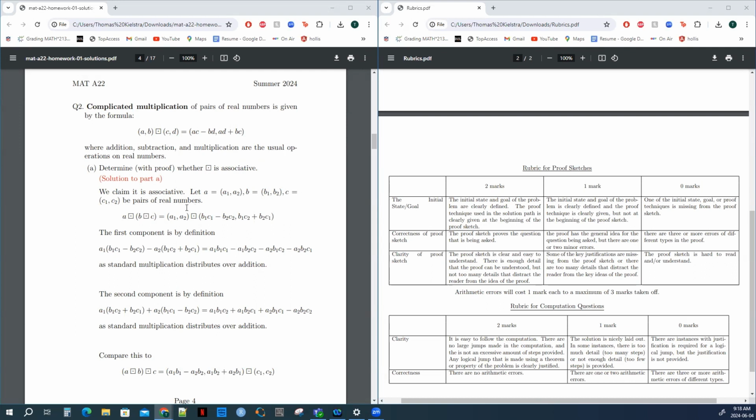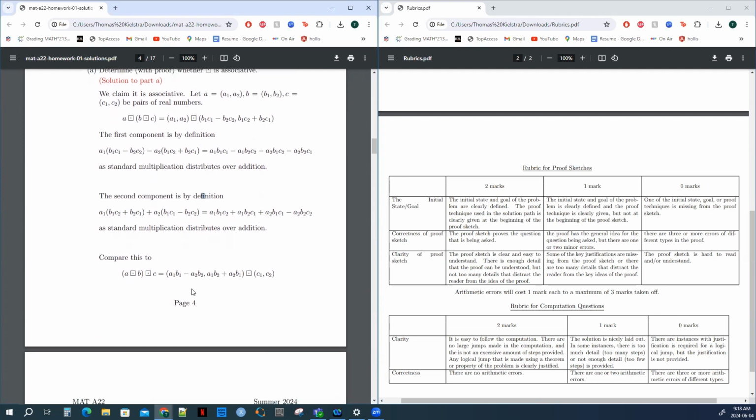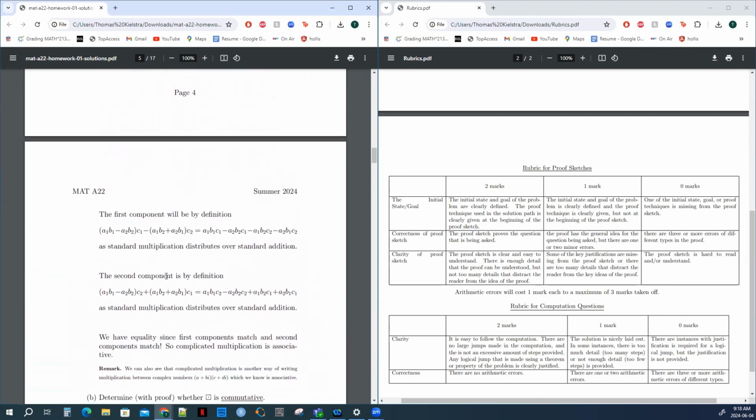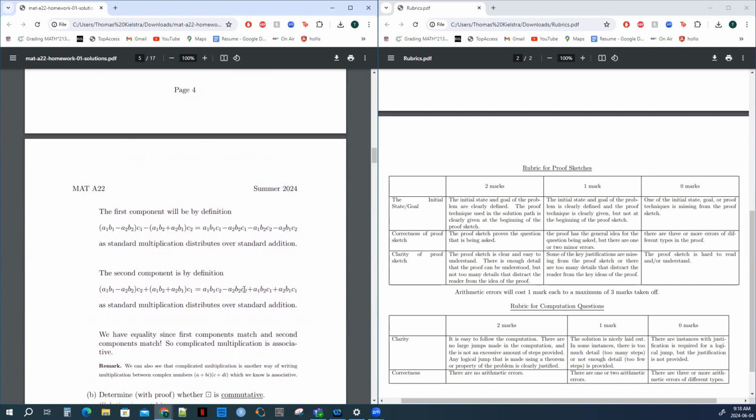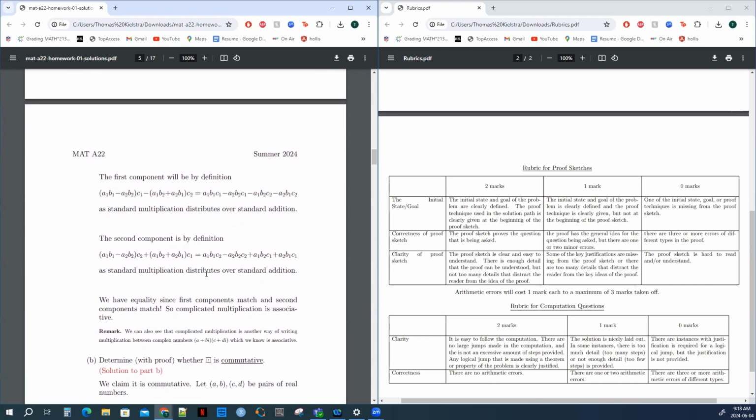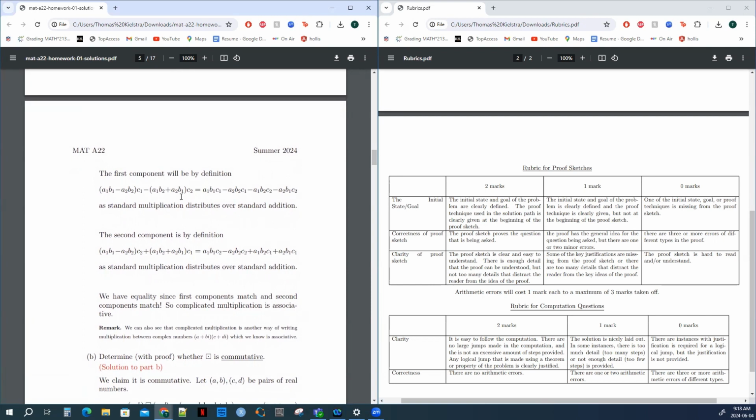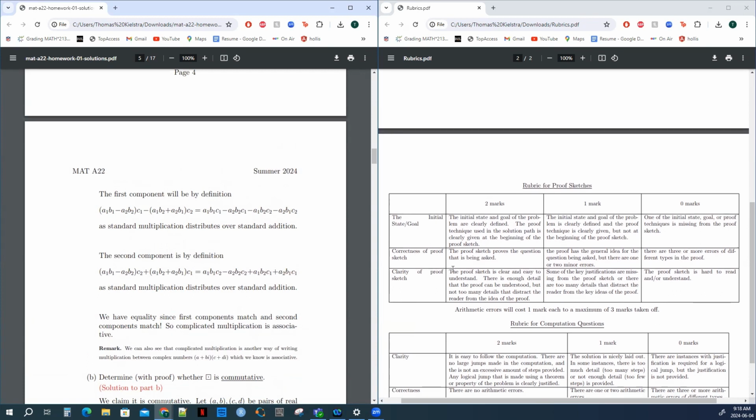And it goes straight into expanding the left side of this equal sign, expanding the right side of the equal sign, and then comparing them to each other and showing that they're equal to each other using the distribution. And since both expressions, the first and the second, are equal, they have shown they're equal. So here, the proof sketch is very clear. It does prove what's being asked. It's very clear and easy to understand. There's enough detail, but not too much. Again, 2 marks here, 2 marks here.